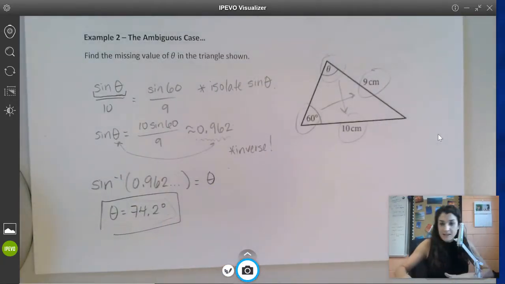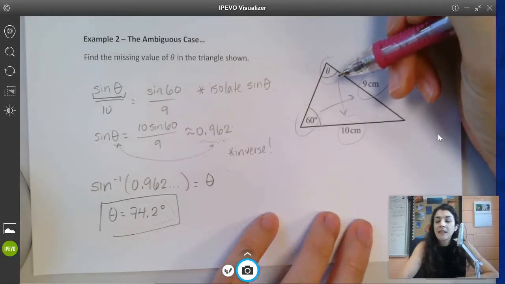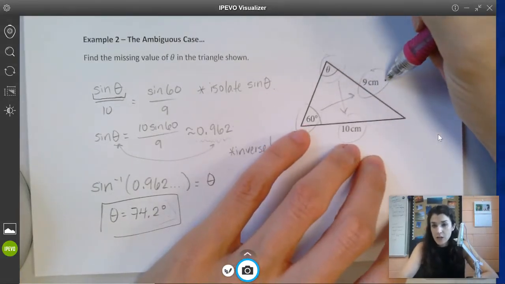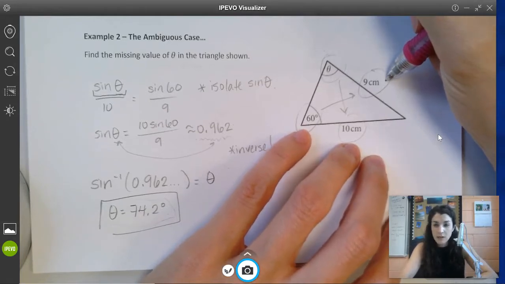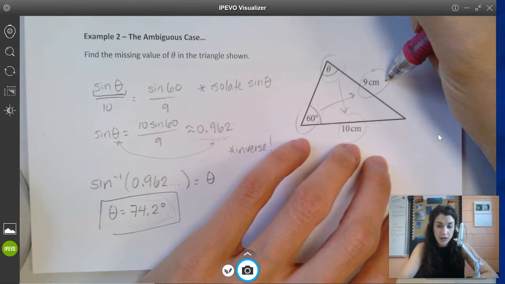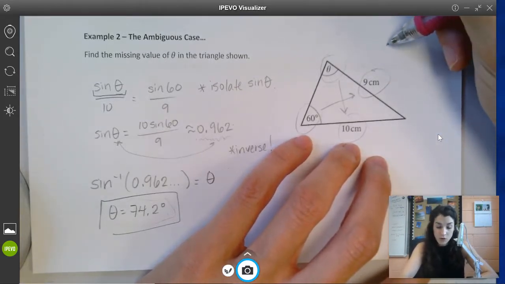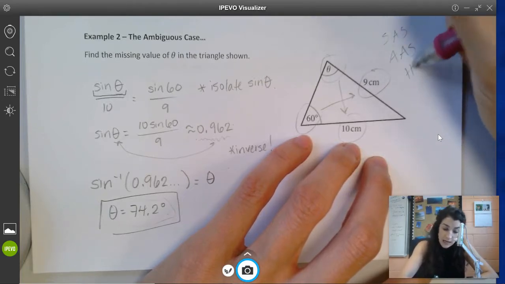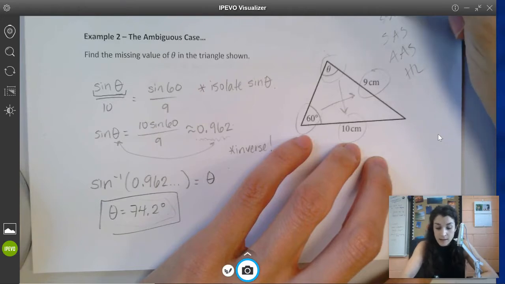The ambiguous case. If I wanted to solve for theta, and this was the only information I have, if you remember all the way back to learning about congruent triangles and how to prove that two triangles are congruent, you had a lot of different ways to prove whether or not a triangle was congruent, right? You had side angle side, you had angle angle side, you had HL, you had side side side.